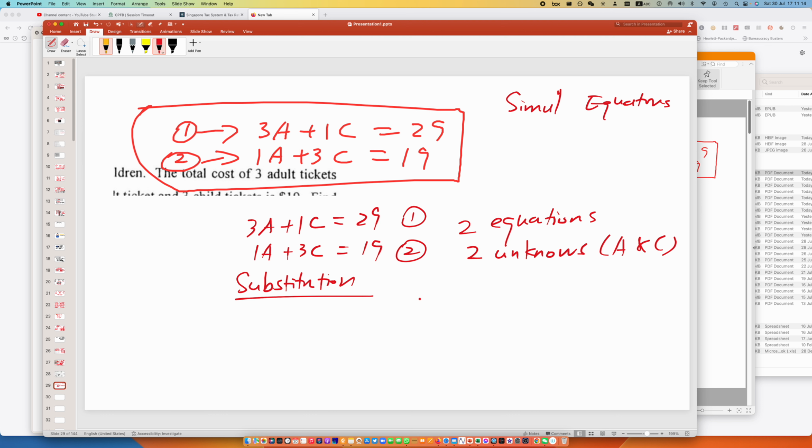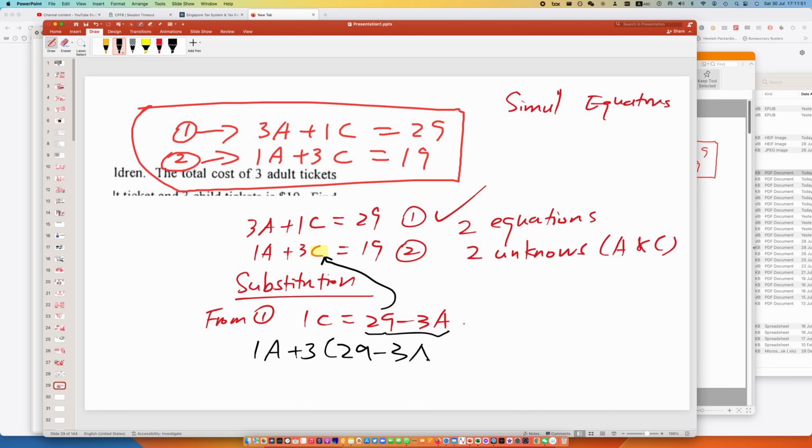So how do you use the substitution method? You use from 1, meaning this one. Can you see that 3a plus 1c is 29? So therefore 1c is equal to 29 minus 3a, right? Your c is here in equation 2, so you just put this entire thing into the c. You substitute in, so you get 1a plus 3 times 29 minus 3a equals 19.